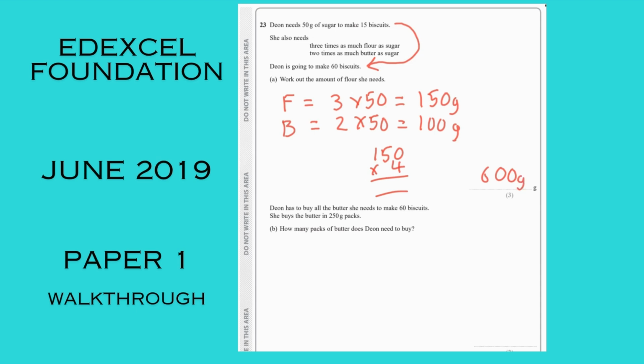Dion has to buy all the butter to make 60 biscuits, so it's 100 grams times by 4, so 400 grams required, meaning that we're going to be needing 2 packets to give us the amount of butter required to make sure there's enough to make the cake.